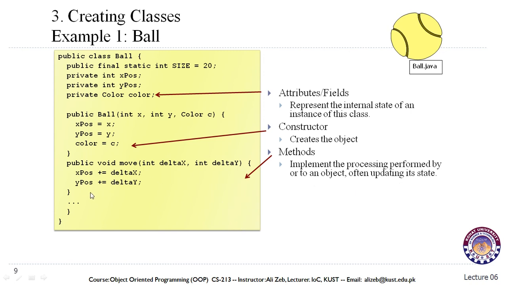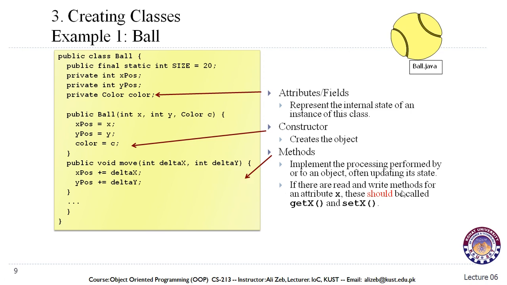So what we are doing here is we are changing the initial values of these instance variables to some new values. So it will change the initial state of this object to a new state. In other words, it will change the position of this ball on the screen from its initial position to a new position using these new xy coordinate values.